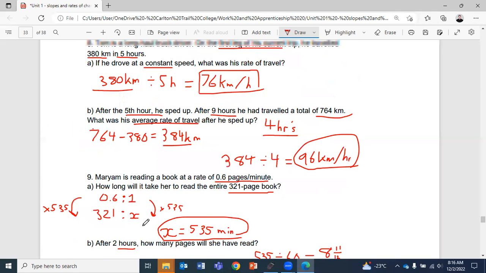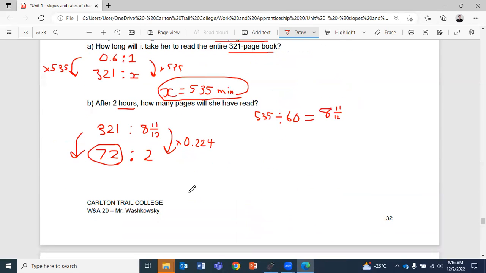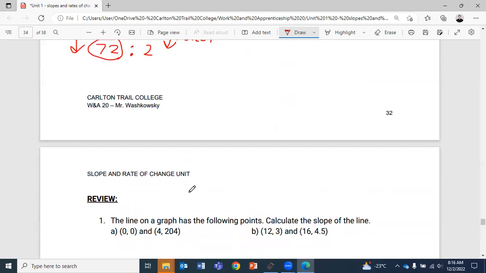Okay, so keep going through with this. Do the review. You have the answers up on the LMS. Don't get lazy. Do the homework.